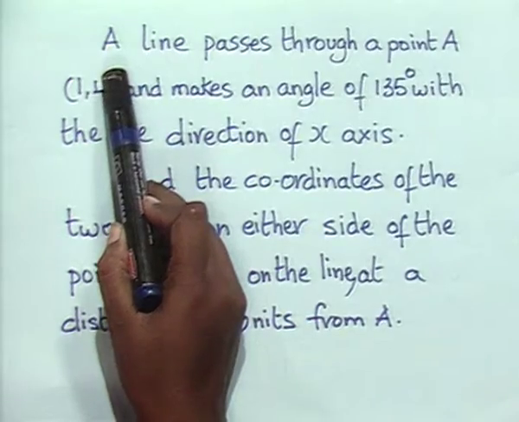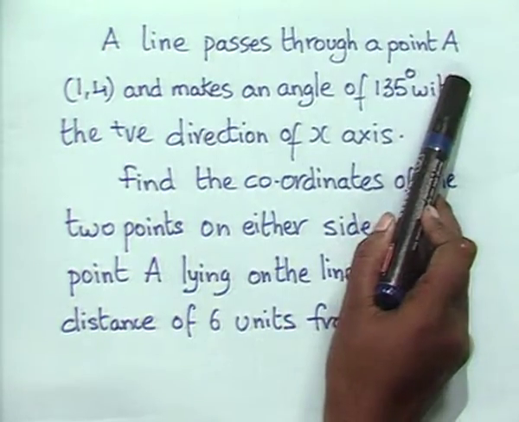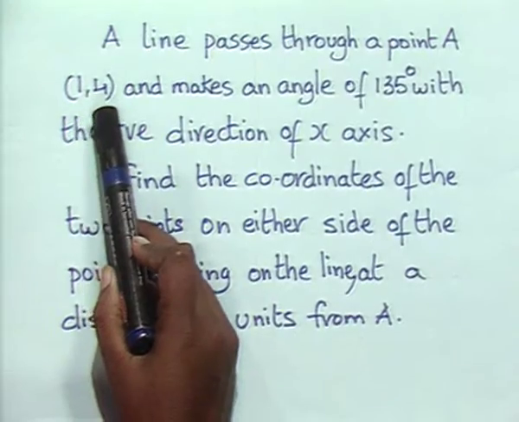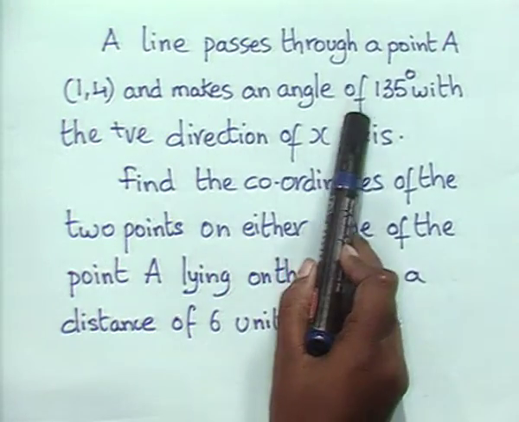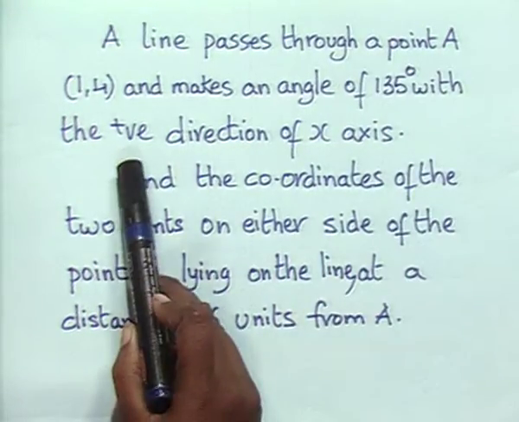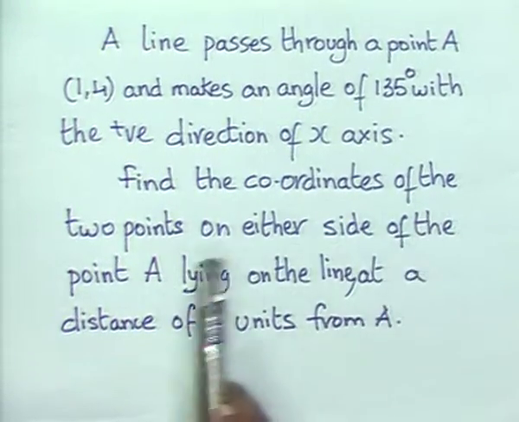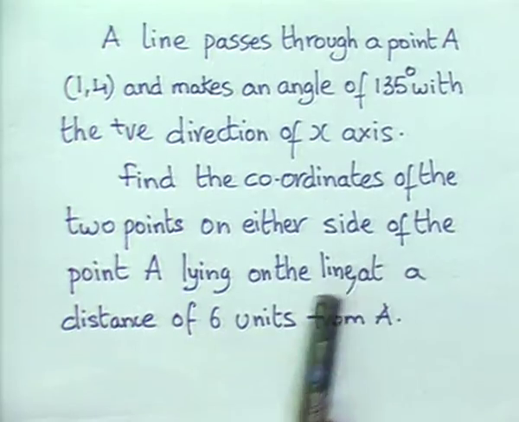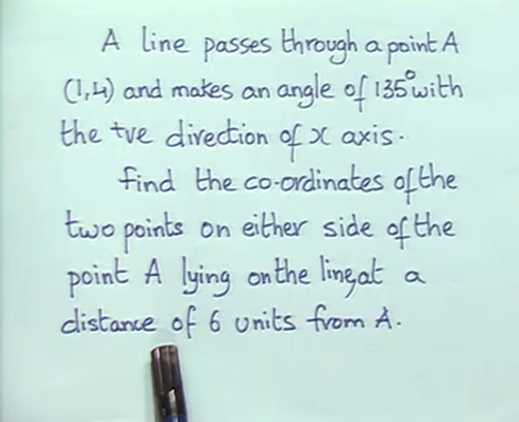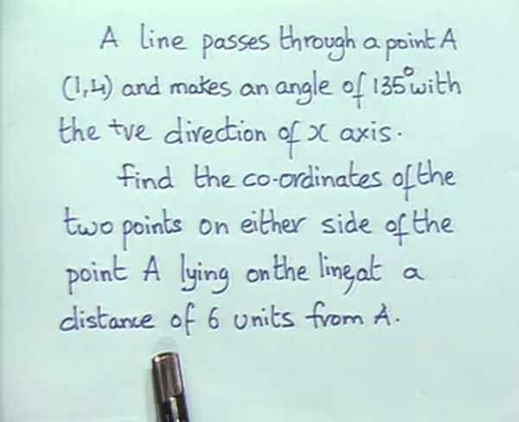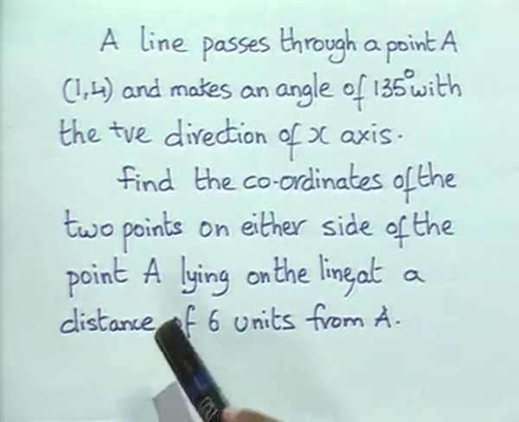The problem is, a line passes through a point A having coordinates (1, 4) and makes an angle of 135 degrees with the positive direction of the x-axis. Find the coordinates of the 2 points on either side of the point A lying on the line at a distance of 6 units from A.